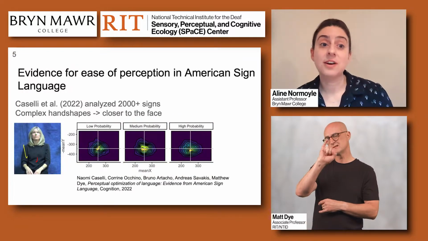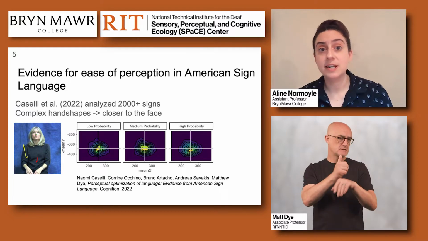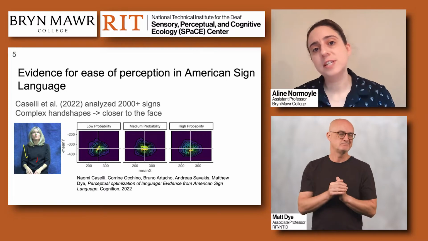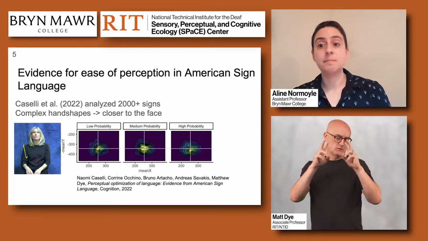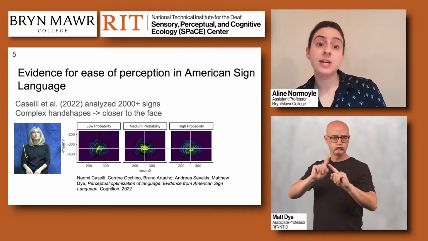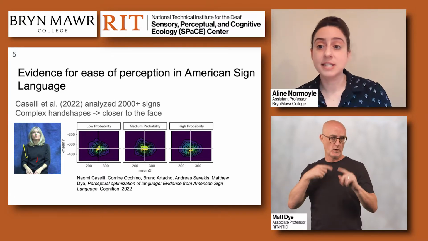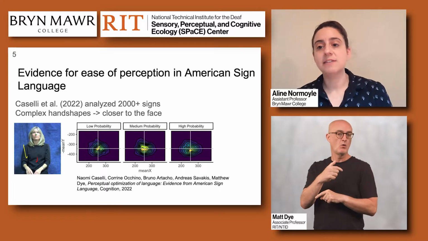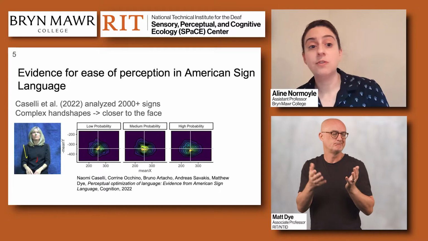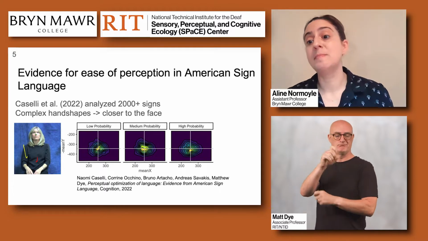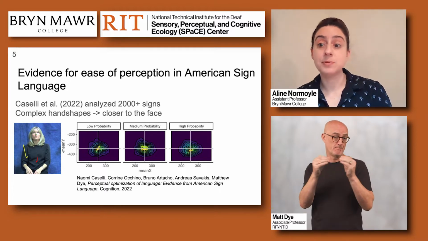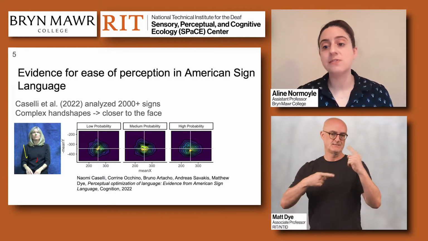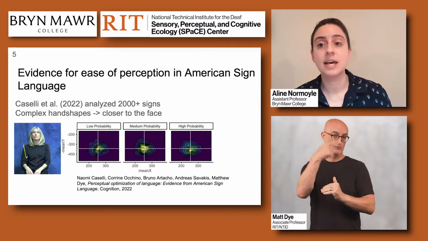Sipple's work gives us a lot of compelling examples, but it's not based on an exhaustive survey of the ASL lexicon. To fill this gap, Caselli and her colleagues performed a study that analyzed over 2,000 signs using the ASL-Lex dataset. In their work, they modeled location as a function of hand shape complexity in over 2,000 signs. Their analysis supported Sipple's earlier claim: complex hand shapes are located closer to the signer's face, at least for the citation forms that are in ASL-Lex.